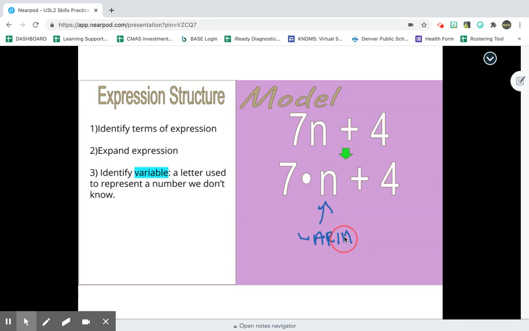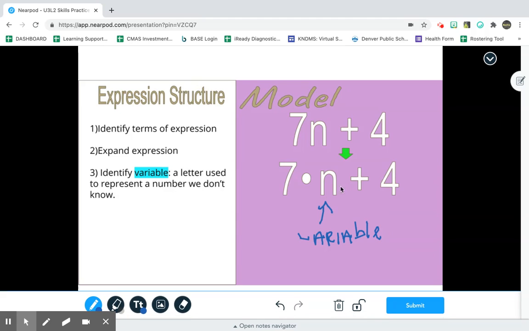That is a letter that represents a number I don't know. It's still a number, even though it's part of the alphabet. This is some number that we don't know that we're using a letter to represent. So this is our variable. This can change. This n can be 2, it can be 5, it can be 10, it can be 1 million. It can be whatever number we decide it to be. That's why it's called a variable. Okay, so we identified the variable in our expression, which is n.